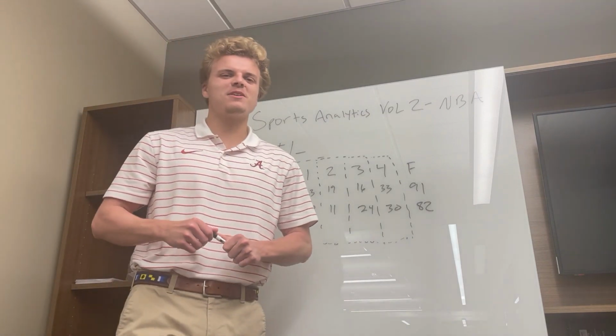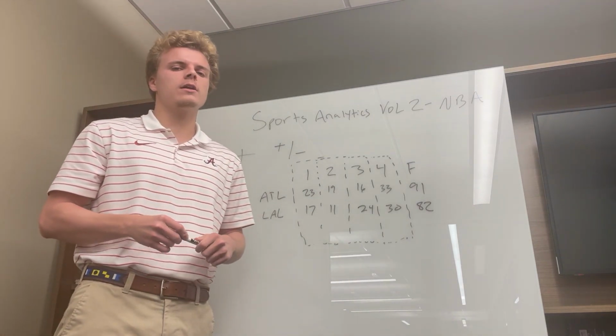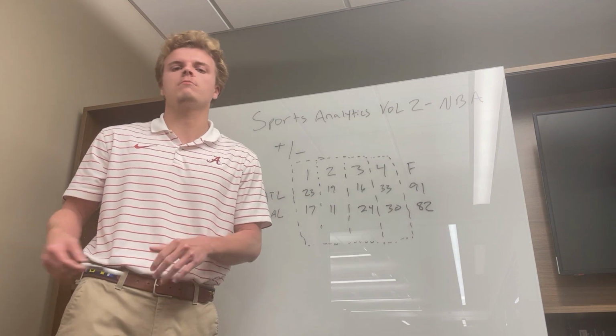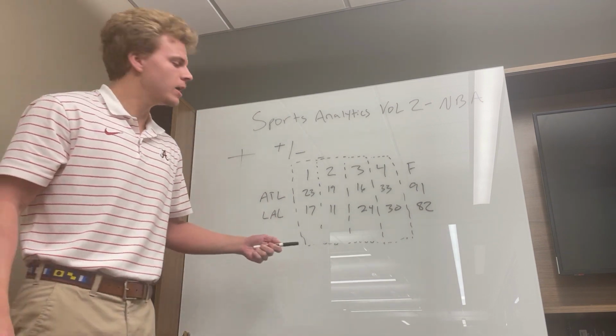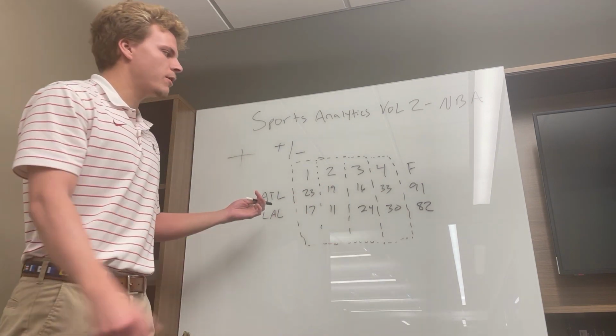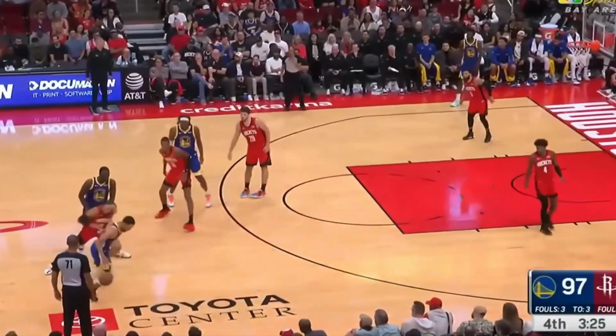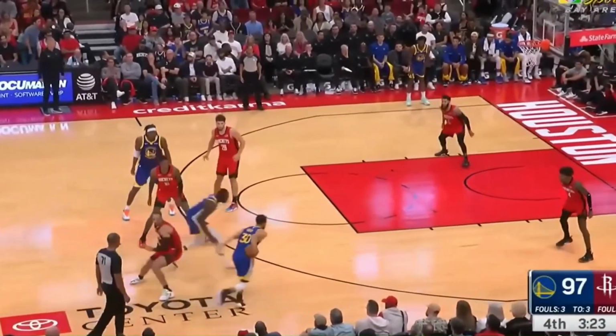Alright y'all, so hopping into plus minus, we're going to start off. This one's a pretty simple one. So really all you're going to look at here is how the player changed the score of the game. So for example, as you can see here, the Atlanta Hawks beat the Los Angeles Lakers 91-82. So if a player played the whole game for the Atlanta Hawks, he would have a plus minus of +9. But if he played the whole game for the Los Angeles Lakers, it would be -9.